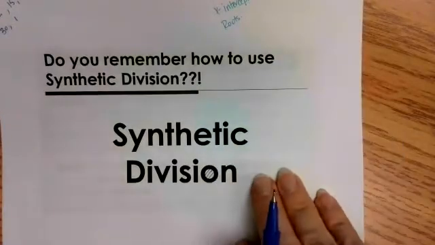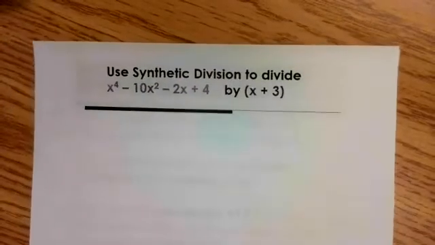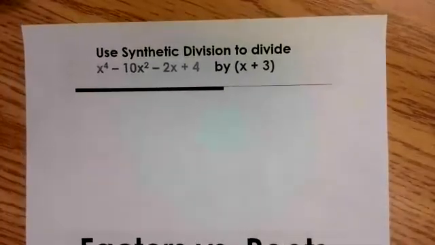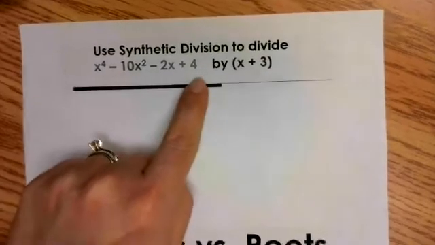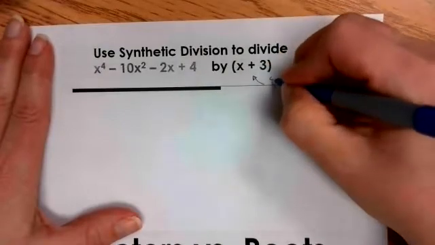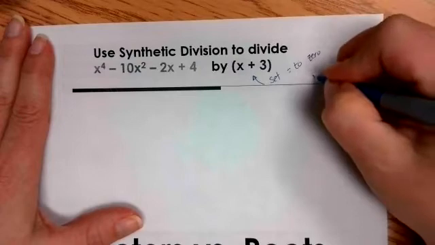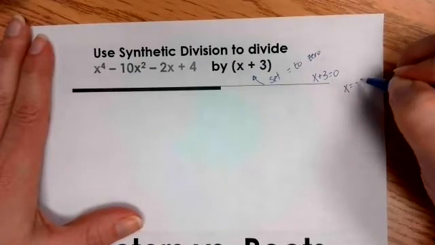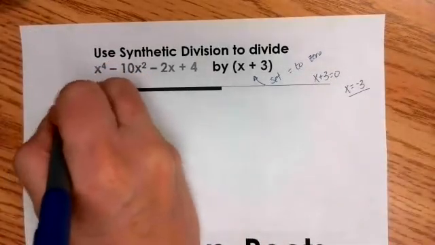We're going to review. All right, so we're going to use synthetic division. Let me get rid of all my other papers behind. I'm going to use synthetic division to divide x to the 4th minus 10x squared minus 2x plus 4. So if you recall with synthetic division, whatever I'm dividing by, we set it equal to 0. And then I solve for x. So if x plus 3 equals 0, subtracting 3, my x value is negative 3. And I put this in my box to the left.